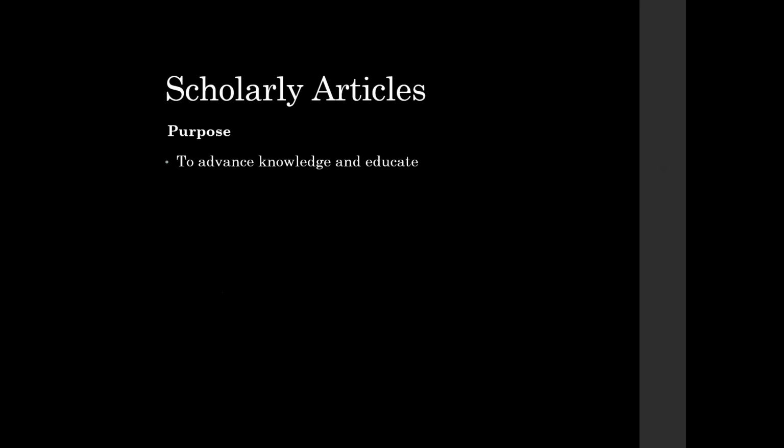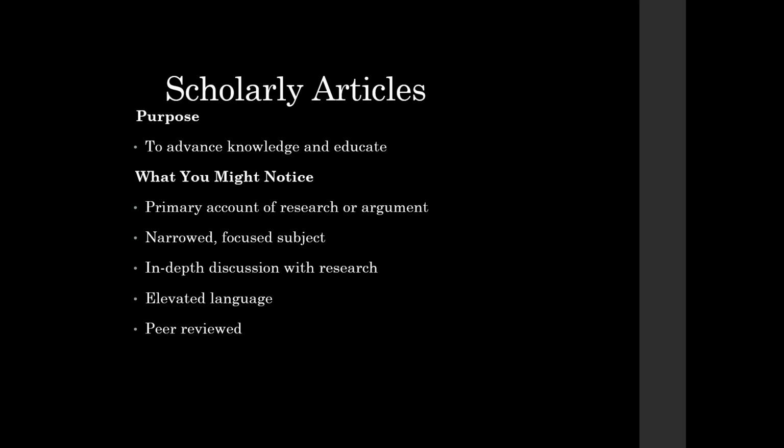The purpose of a scholarly article is to advance knowledge in a specific field and to educate the reader. You may notice that scholarly articles utilize a primary account of research, which is research that has been conducted by the author or authors. Scholarly articles may also include an original argument or point of analysis.